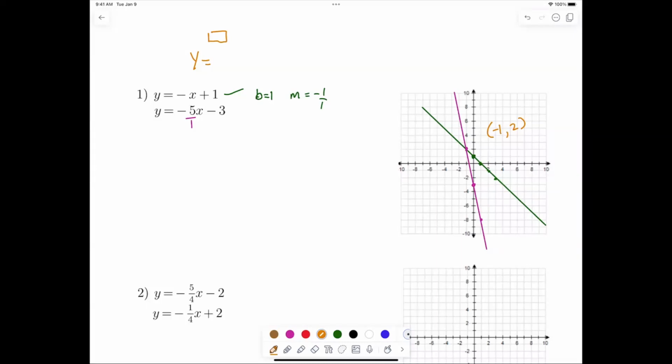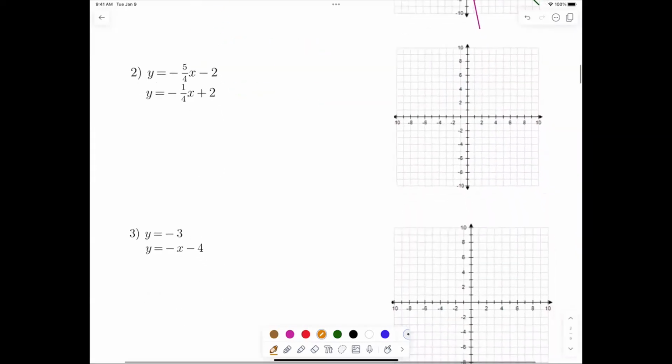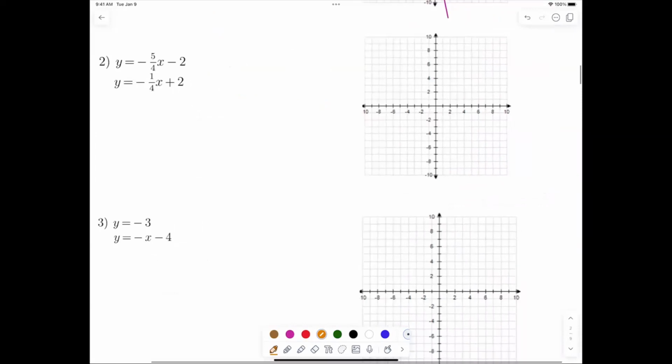All right, so here we go. Let's take a look just for practice. Number 2. Plot a point at what? Everybody plot a point at negative 2. From there, we go what? Down 5 to the right 4. And then draw the line.